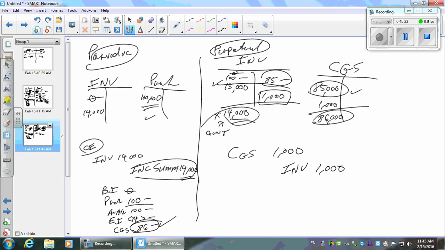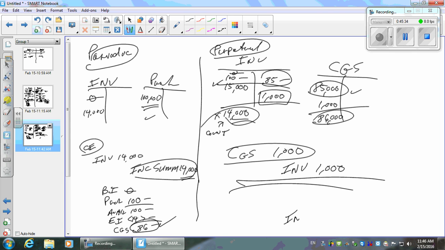That's what materiality is. So if I think it's immaterial, not material, I will go ahead and put it to cost of goods sold. What if I think it's material, though? What if it were material? I could credit inventory, say it was 10,000. It's a big number, okay?